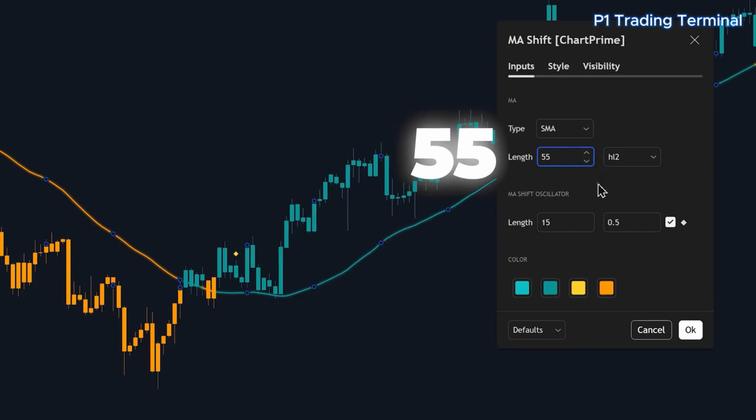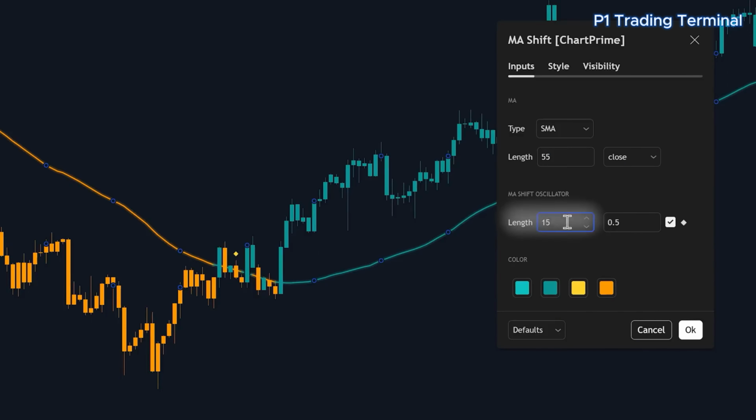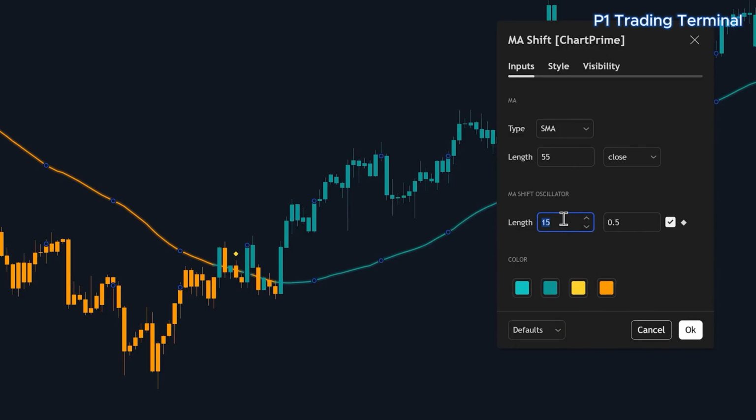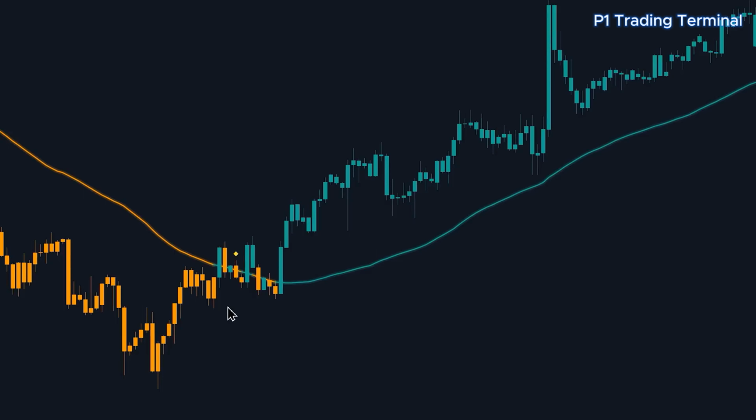Here I'm going to change this to 55, and for the source, I'm going to go with close. Down here, we have the length of the oscillator. I'm going to stick with 15, but you can change yours depending on whether you want to capture longer-term momentum shifts or short-term momentum shifts in the market. Just remember, the lower this number is, the more noise you're going to get. In the Style tab, we have several options that we can toggle on or off. For me, I'm not going to change anything here, so click OK.